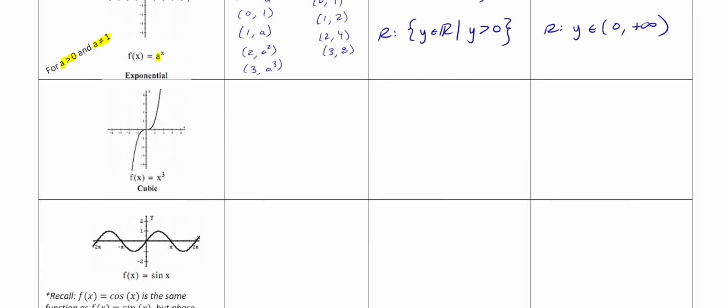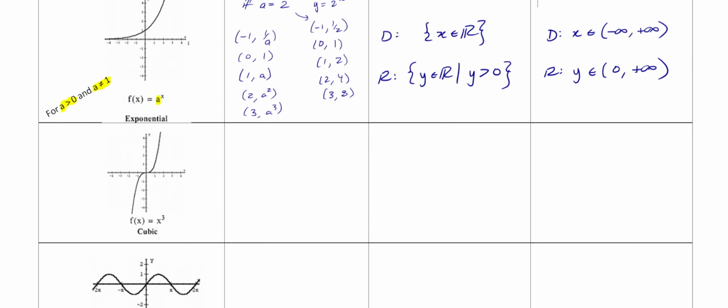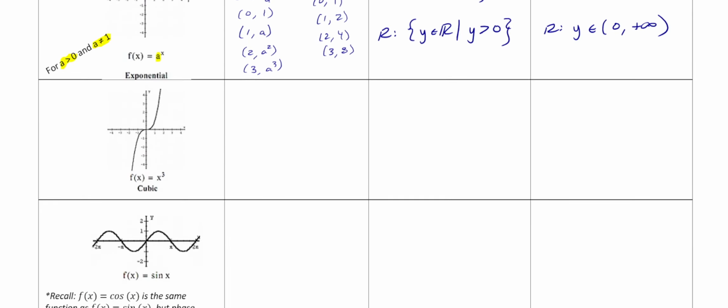Okay, let's take a look at this cubic function. We just have the cubic function, the sine function, and the absolute value function to finish. So let's just start with the cubic function. Try and list off some points on your own and see if you can get the domain and range. You can press pause. When you come back, you should have the parent points and the domain and range listed.